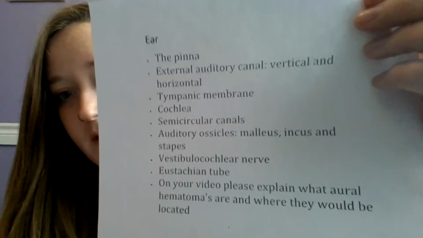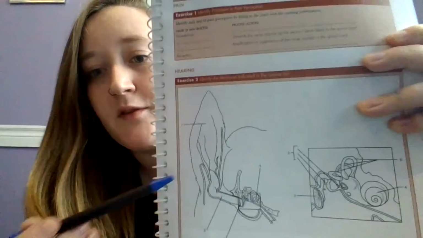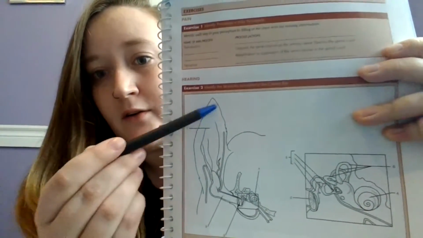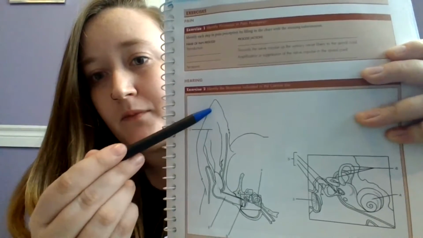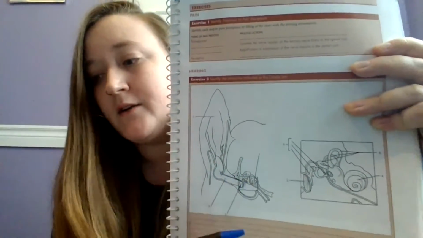Today I'm going to be going over the sense organs, so the eye and the ear. We'll start with the ear. I have my list of terms here that I'll be going over, and I have my diagram here from my textbook. We're going to start with the pinna. The pinna is the outside part here, or the ears. They're that funnel-like structure that funnels sound down into the ear.